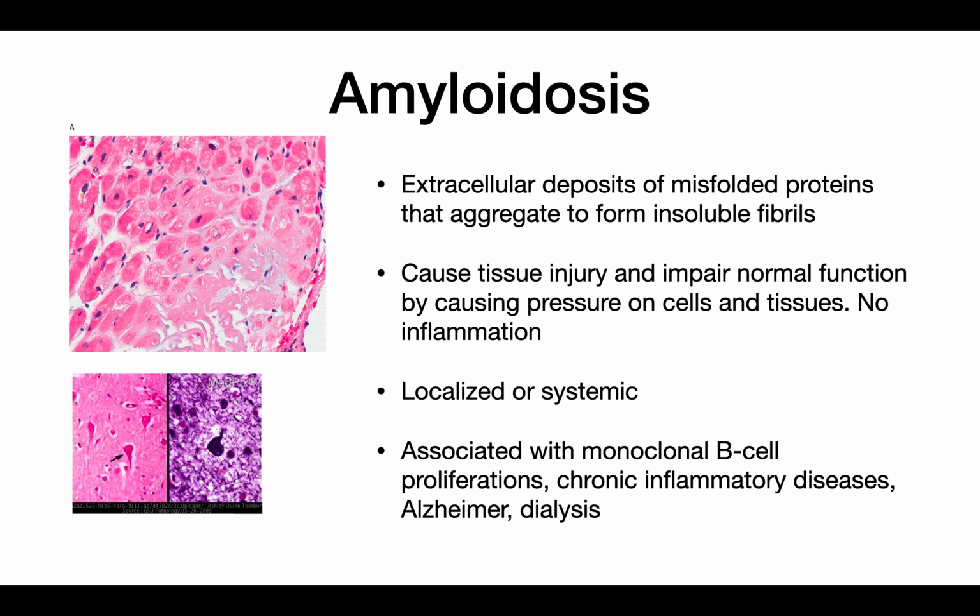Amyloidosis is an extracellular deposit of misfolded proteins that aggregate to form insoluble fibrils, which is problematic because the insoluble fibrils are going to prevent the tissues from being able to expand and contract. So they cause tissue injury and impair normal function. It causes pressure on the cells and the tissue, but there are no signs of inflammation. So this can either be localized, which isn't too bad, or systemic, which is much worse.